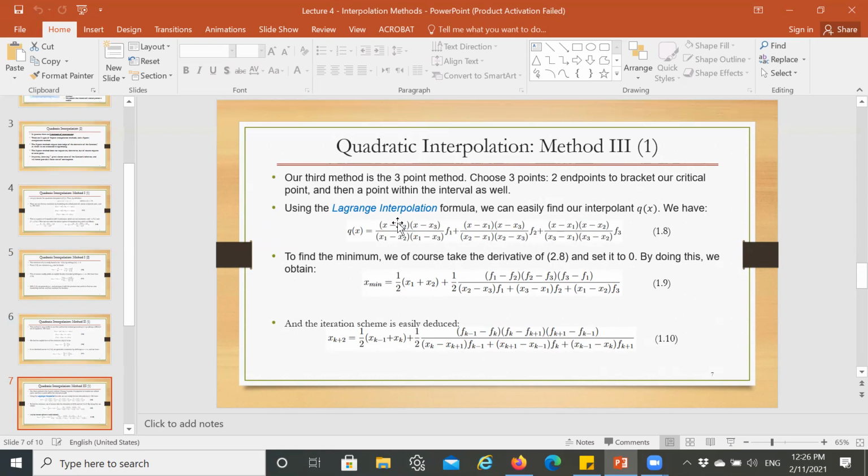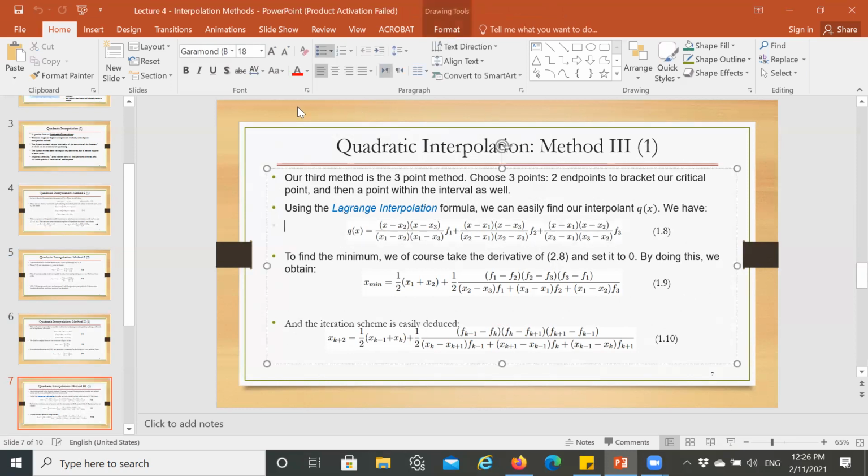Over here, we use a formula called the Lagrange interpolation formula. Again, you don't have to learn this by heart, but this is the formula. The Lagrange interpolation formula gives your interpolant function, the quadratic function that you are using, of this form, where you have 3 points, x1, x2, and x3. Again, f1, f2, f3 are the functional values at these 3 points, okay?